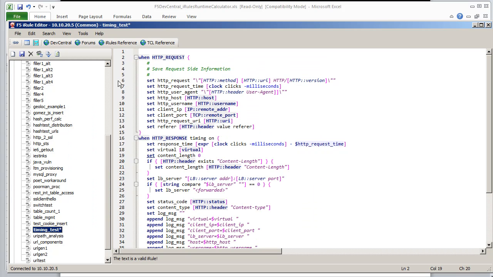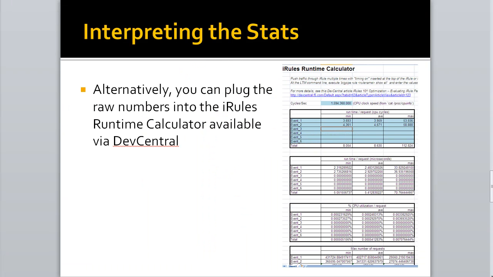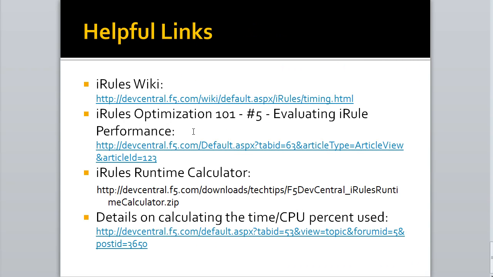So back to the helpful links. In the wiki, you can look at the timing command. Also, if you look at the iRules Optimization 101 number 5, it's where Deb talks about the iRules runtime calculator in that article. And then also there's a good thread there as well.